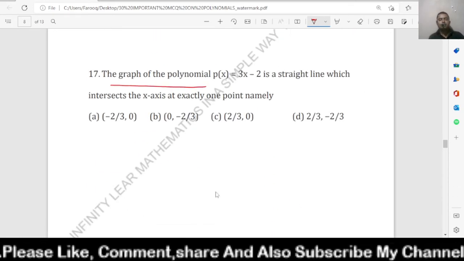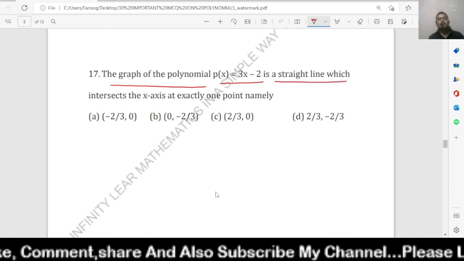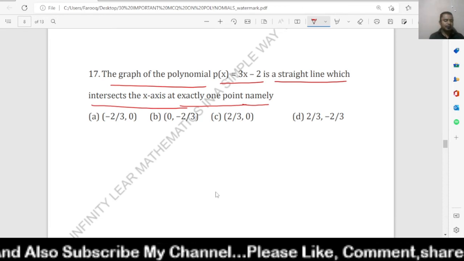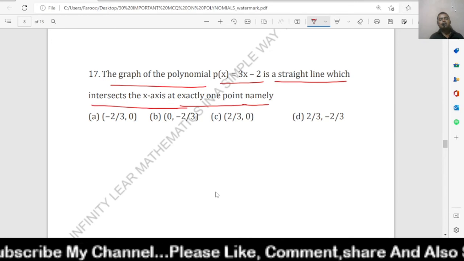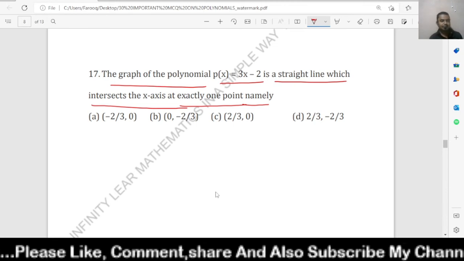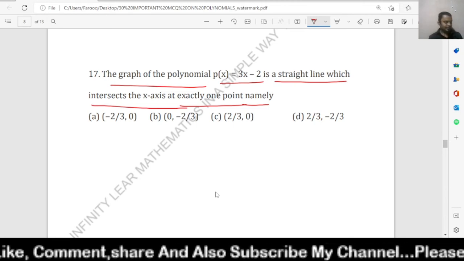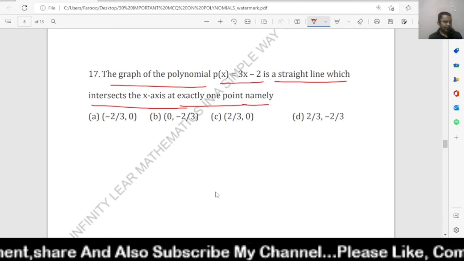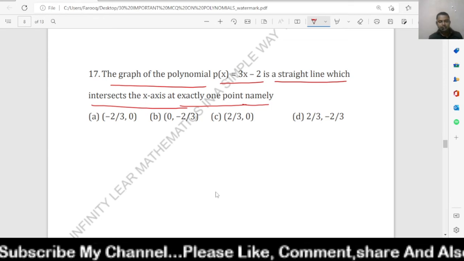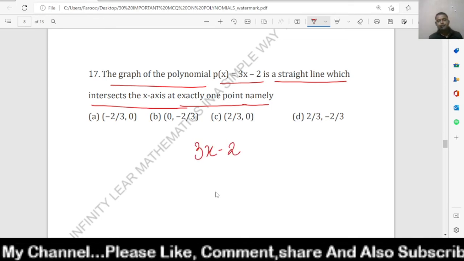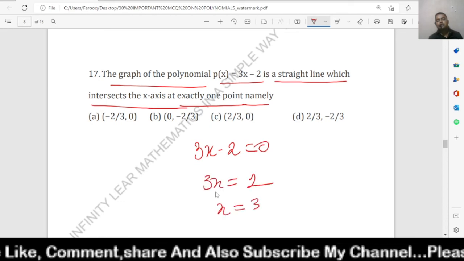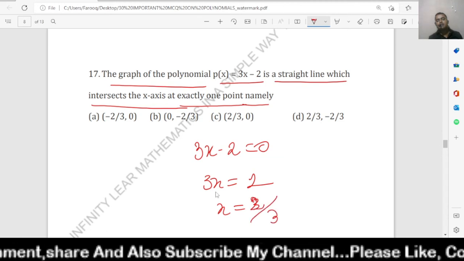The graph of the polynomial p(x) = 3x - 2 is a straight line which intersects the x-axis at exactly one point, namely... So the graph of the polynomial p(x) = 3x - 2 is a what? Straight line. It is a straight line which intersects the x-axis at exactly one point. Take 3x - 2 equal to 0. Now 3x is equal to what? 2. x is equal to what? 2 by 3.